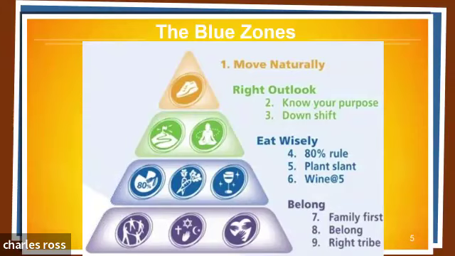Loma Linda here in Southern California is one where there's a large population of Seventh-day Adventists. There's an area in Costa Rica, in Italy, in Greece, in Okinawa, Japan. You can see at the top is move naturally, then know your purpose and downshift. The downshifting is about stress management, eating wisely. But look at the bottom. The foundation of this pyramid is belonging, family, belonging to a group, finding your right tribe. Your family can be your biological family. It also can be your chosen family.